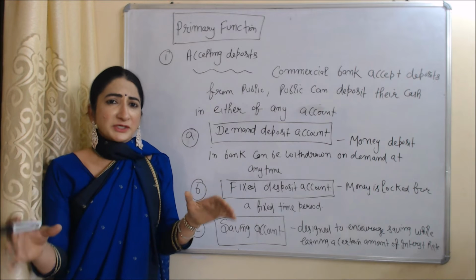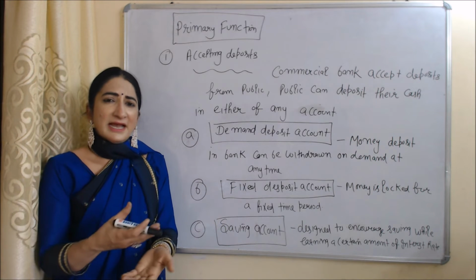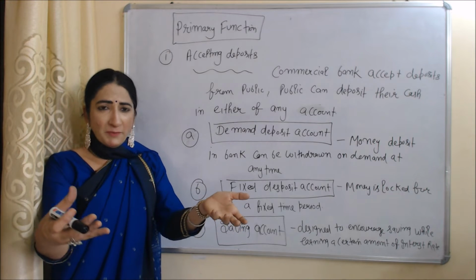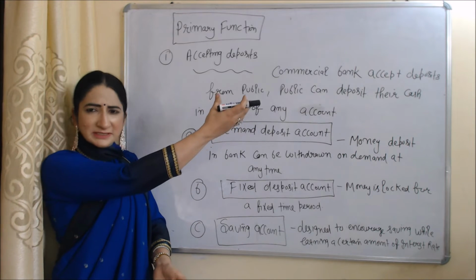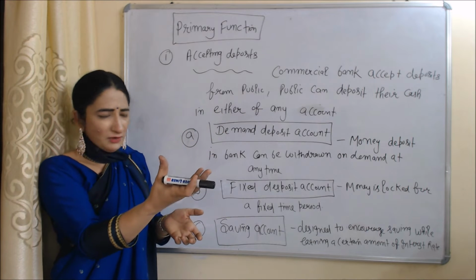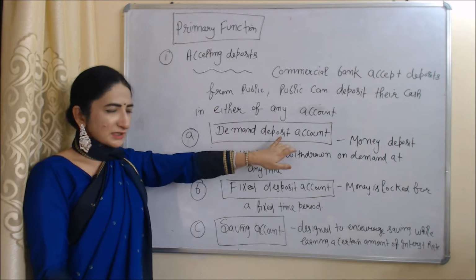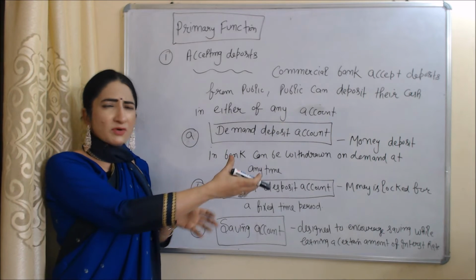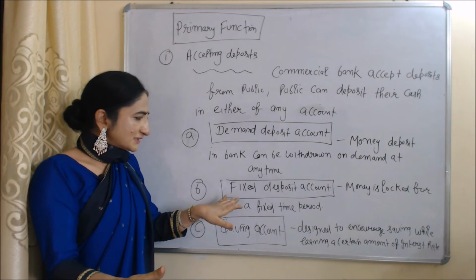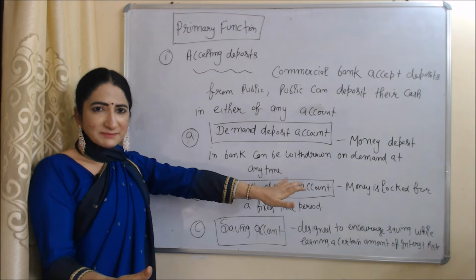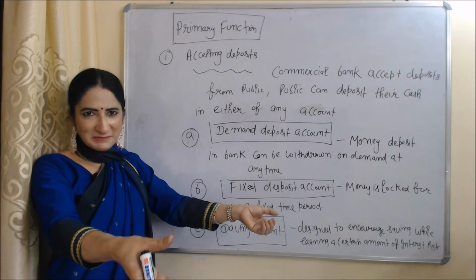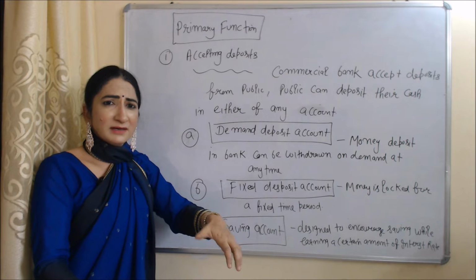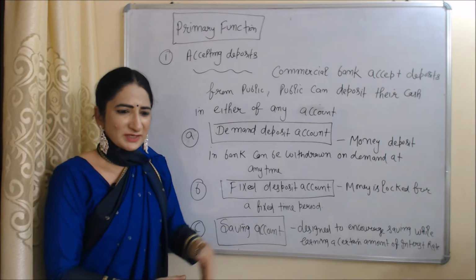First primary function of commercial bank is accepting deposits. Commercial banks accept deposits of public, and people can deposit their cash in any of these accounts. First is demand deposit account. Demand deposit account means money deposited in bank can be withdrawn on demand at any time. Next is fixed deposit account. That means your money is locked for a fixed time period. And savings accounts are designed to encourage saving while earning a certain amount of interest rate.